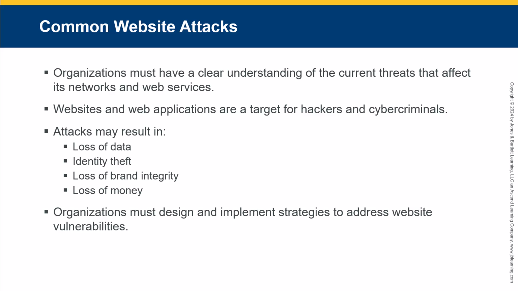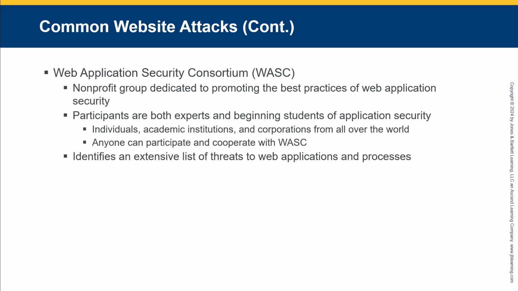Organizations must have a clear understanding of the current threats that affect the network and web services. They also need to understand how the data moves through all of these services. Websites and web apps are targeted by hackers and cybercriminals on a regular basis. Attacks result in loss of data, identity theft, brand integrity, money, or just reputation, which is part of brand integrity, but that's a big one. Organizations must design and implement strategies to protect and mitigate the different vulnerabilities on their network.